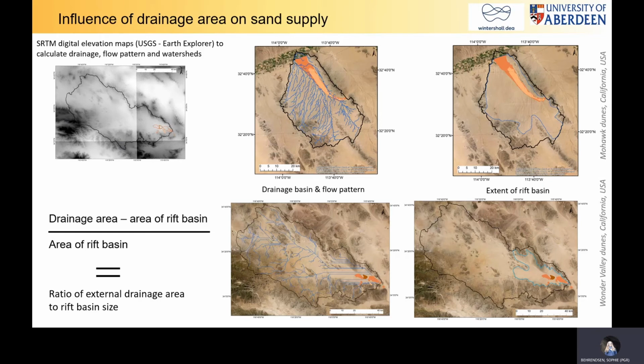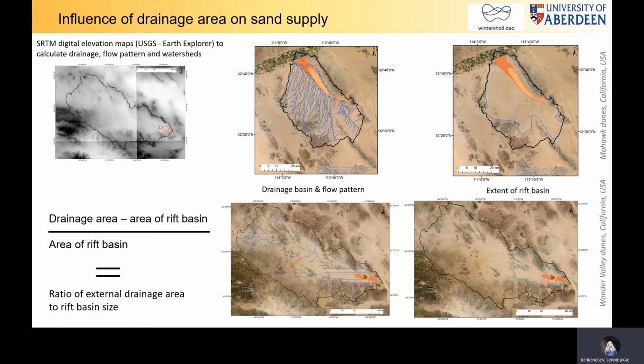So all modern analogues varied not only in the amount of sand available for aeolian transport, but also in the height of the local water table and how much water influx there was into the basin. So to quantify this, we looked at drainage areas as a proxy for water influx. And with ArcGIS, you can derive drainage areas and flow patterns from digital elevation maps. And so this would be a digital elevation map, and the drainage areas are these black polygons here.